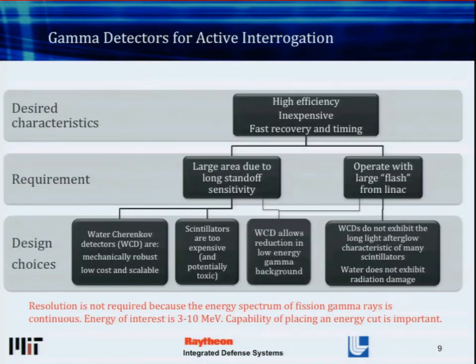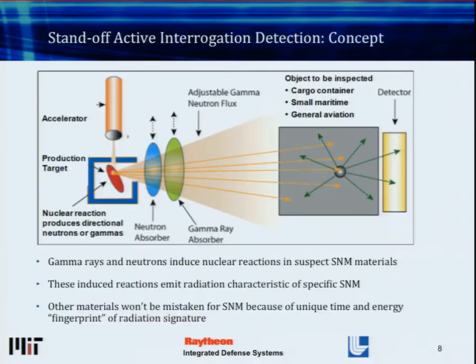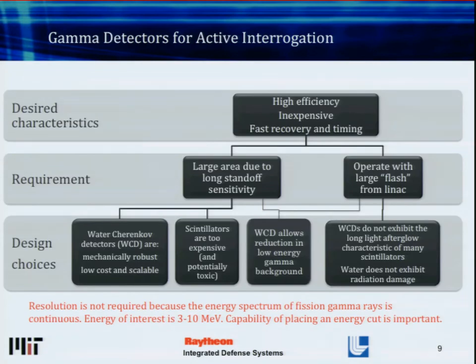So what kind of detector do we want for this problem? Well, we always want something with high efficiency, inexpensive, and fast recovery time. However, for this particular application, we need a couple other things. Large area. Why do we want large area? When your object of interest is far away from your detector, the radiation feedback that comes back decreases in intensity as 1/r squared. So the bigger your detector, the more you can get. So the solid angle becomes essential.